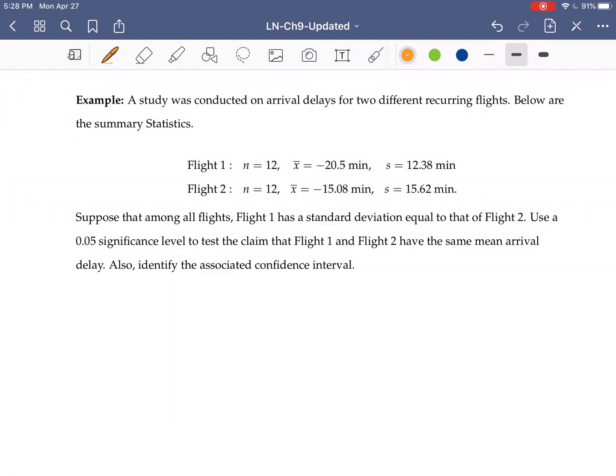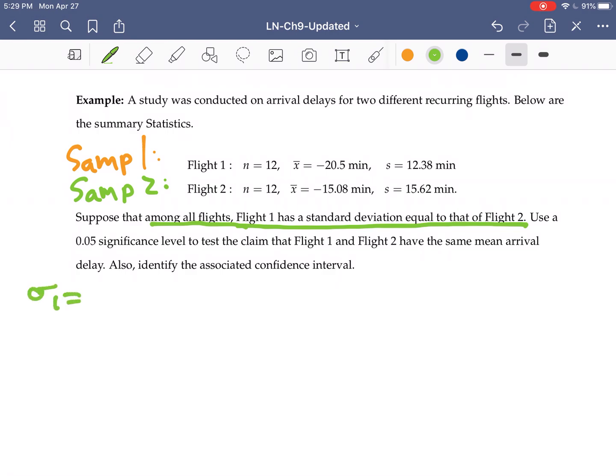All right, so let's look at our example that again looks very similar. A study was conducted on arrival delays for two different recurring flights. Flight 1, which we will consider sample 1, and flight 2, which we will consider sample 2, or population 2. Suppose that among all flights, flight 1 has a standard deviation equal to that of flight 2. That one sentence says we are assuming that sigma 1 and sigma 2 are equal.